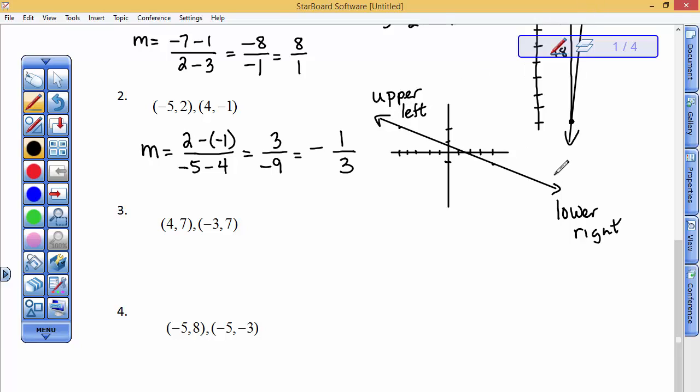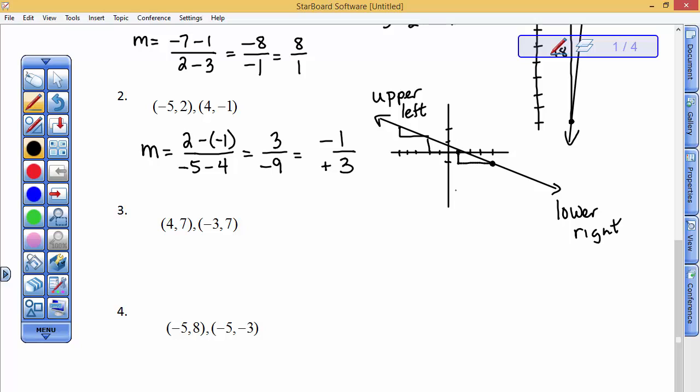This negative sign right here can belong to the 1. And then the 3 would be positive. So we could say, let's go down 1 and to the right 3. And we could go down 1 and to the right 3, right here, and down 1 and to the right 3.